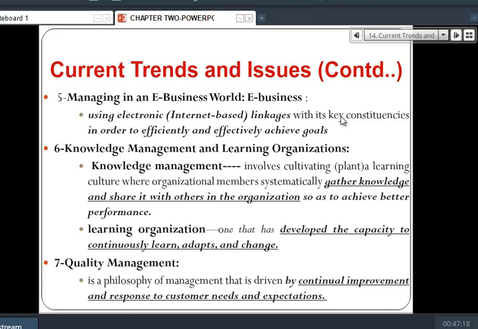Knowledge management and the learning organization. Knowledge management is also a very different subject. I think you have studied this subject before. It involves cultivating a learning culture where the organizational members systematically gather knowledge and share it with others in the organization. So knowledge management is all about how to manage the knowledge in your company.